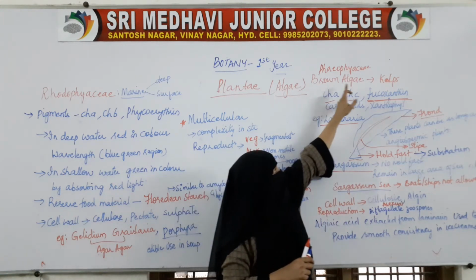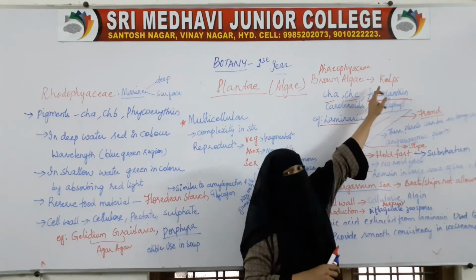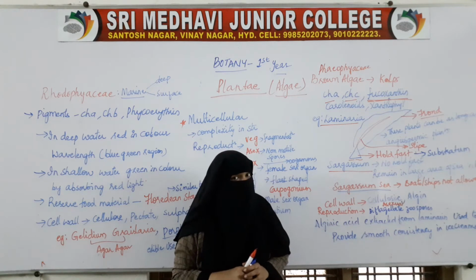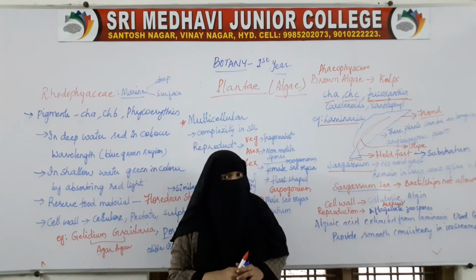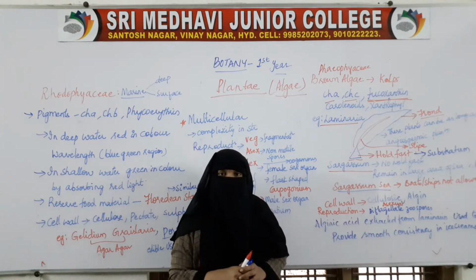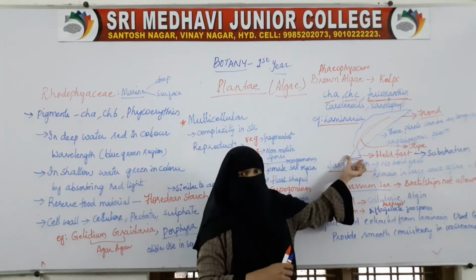Phaeophyceae, these organisms are also called brown algae, or kelps. They have chlorophyll A and chlorophyll C pigments, and along with chlorophyll A and C, another pigment, fucoxanthin, is also present, which gives the brown color. Structure: here it consists of 3 parts.